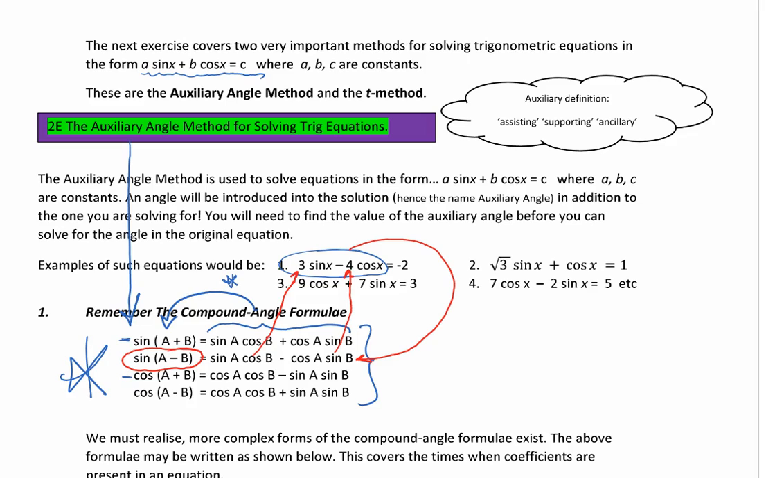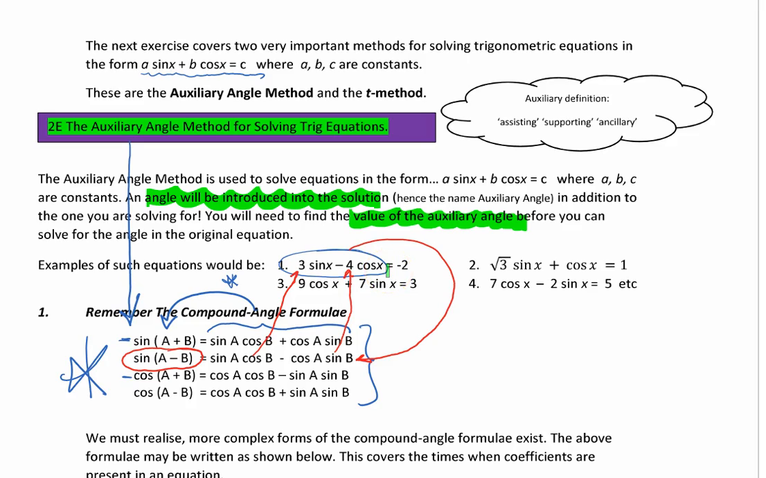So now back to the actual steps of the method. The auxiliary angle method is used to solve equations in this format, where A, B and C are constants, and you could have a minus in there as well. An angle will be introduced. You will introduce an angle, hence the name auxiliary, in addition to x.